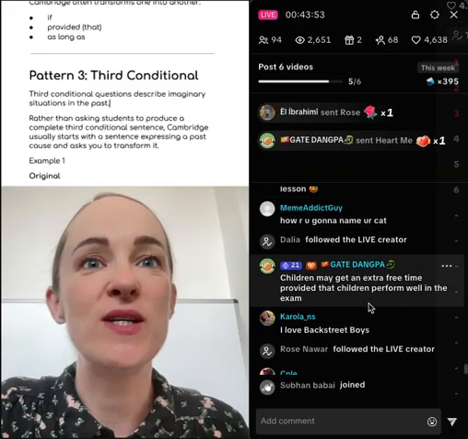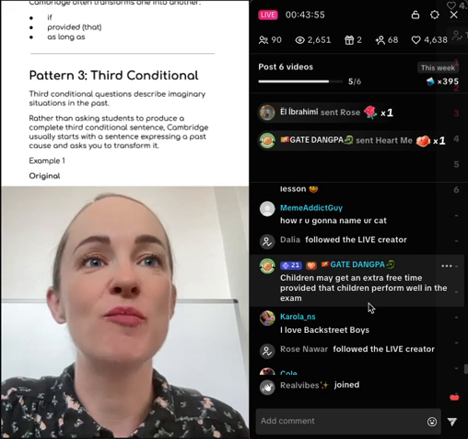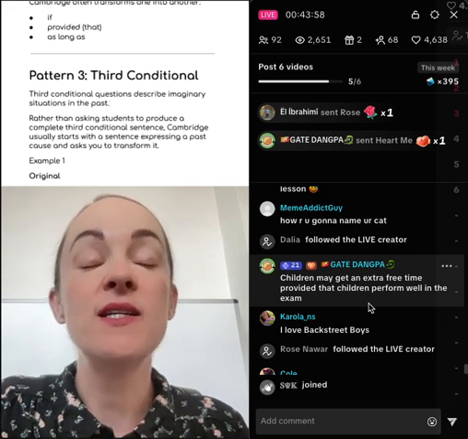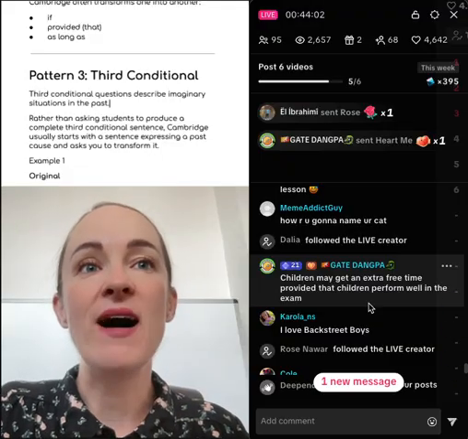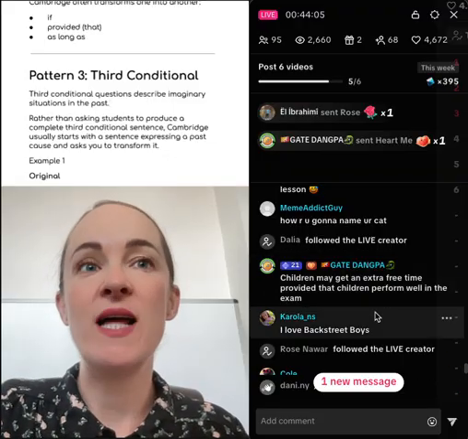Children may get an extra free time provided that children perform well in the exam. Okay, you can say children may get extra playtime provided they perform well in the exam.